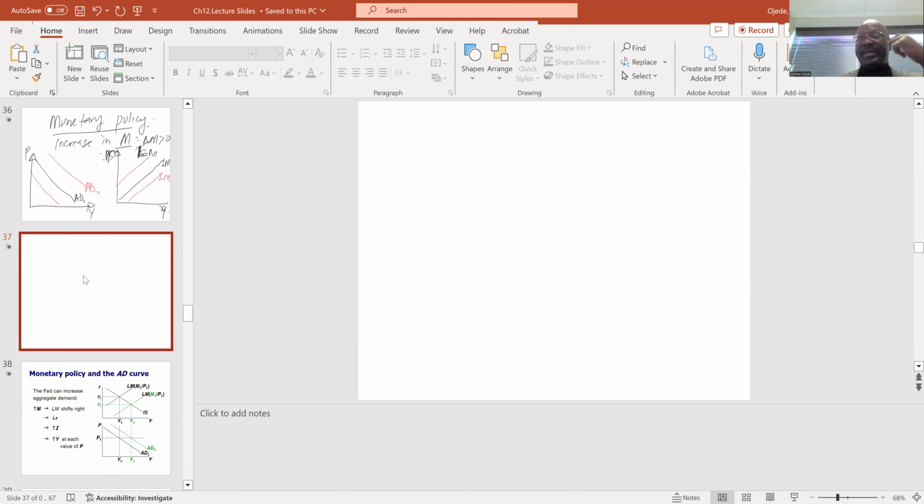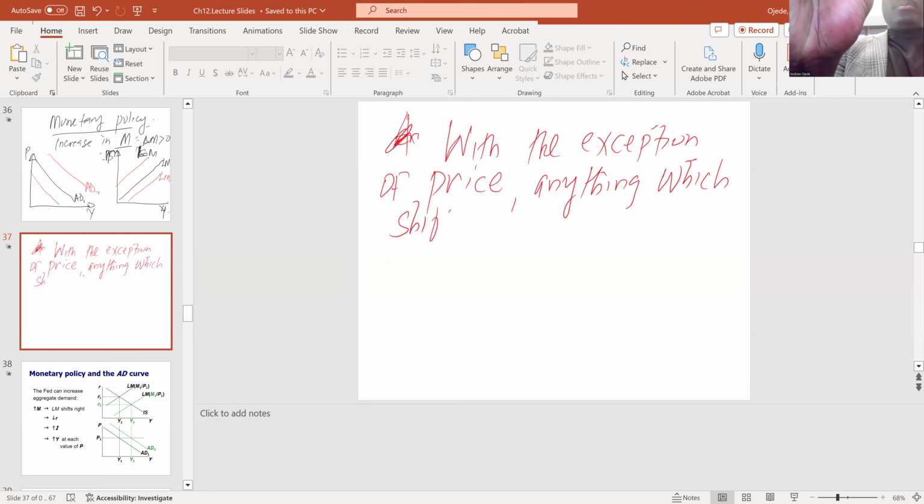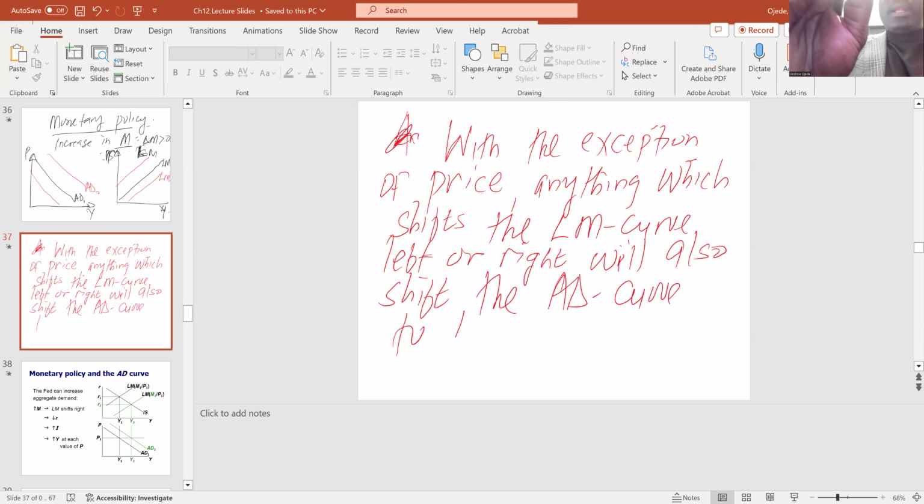So now I'm going to write one main point here: anything, with the exception of price, which shifts the LM curve left or right will also shift the aggregate demand curve to the left or right. Or we can say in the same direction.